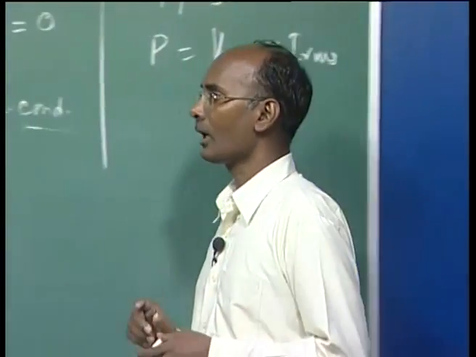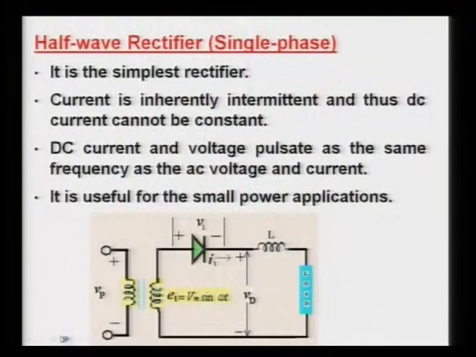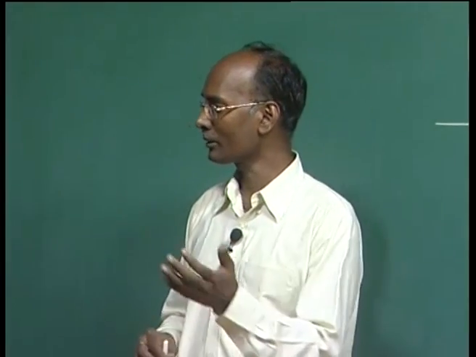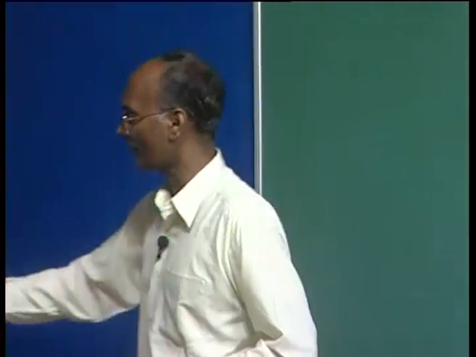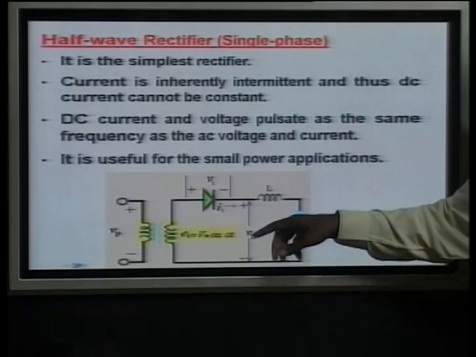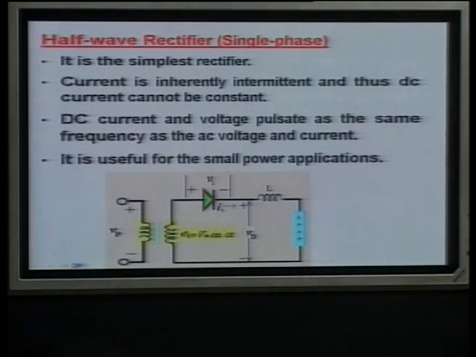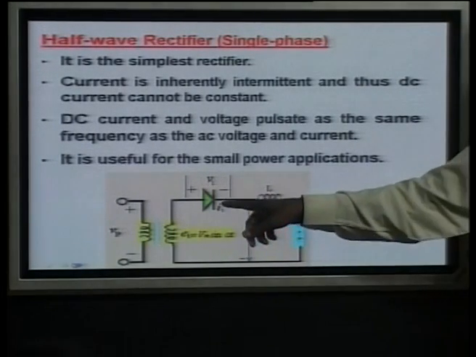Now, let us see a simple half wave rectifier circuit, which you already know, and we are considering a single phase here. It is a very simple circuit, and it is called half wave because only for half of the wave we are getting the output. The output voltage is the same as the instantaneous input voltage during that half, and for the remaining half of the cycle it will be 0, because the diode is reverse biased.